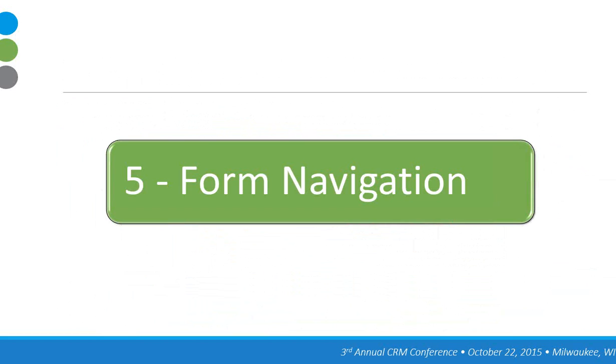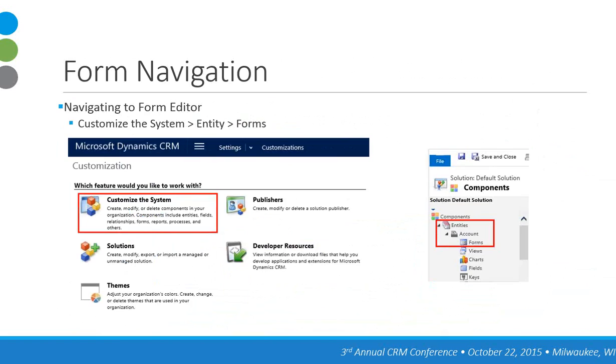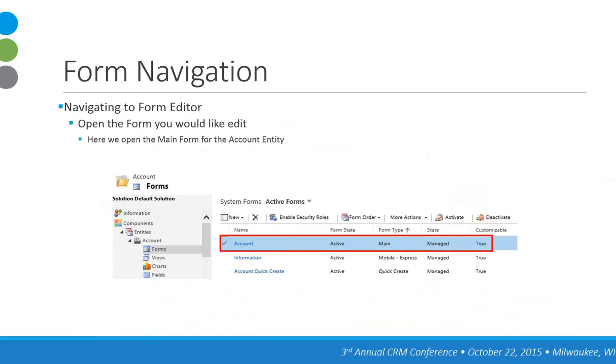The next thing we'll want to talk about is form navigation. Again, we'll want to go into Menu, Settings, Customizations. Customize the system, drill down into the entity, and select the Forms section for that entity. So in this case, we'll want to select Account and then Forms. And then you'll have a list of forms that shows up in the list on the right, and in this case, we're going to open the main form for the account.